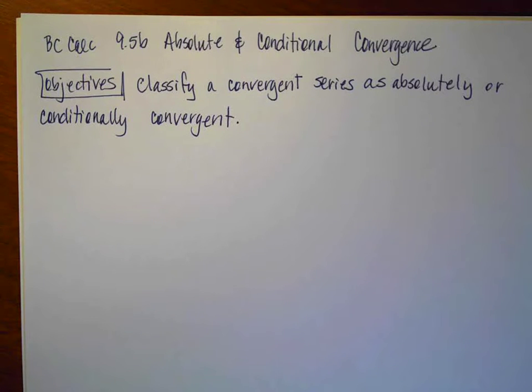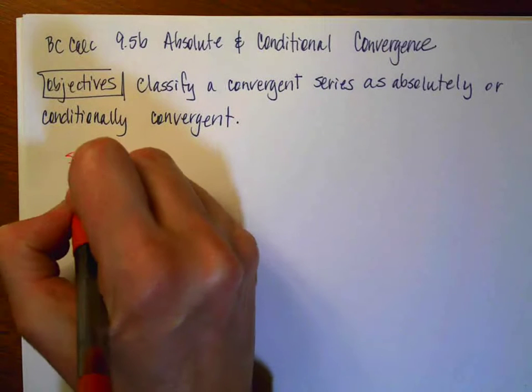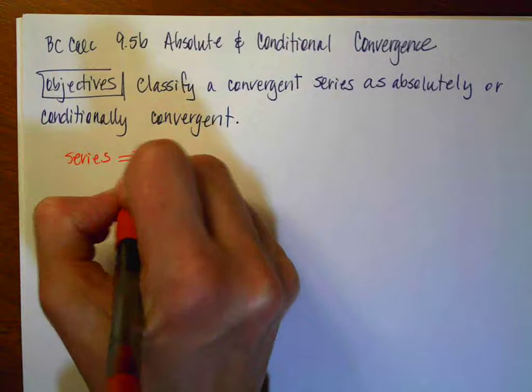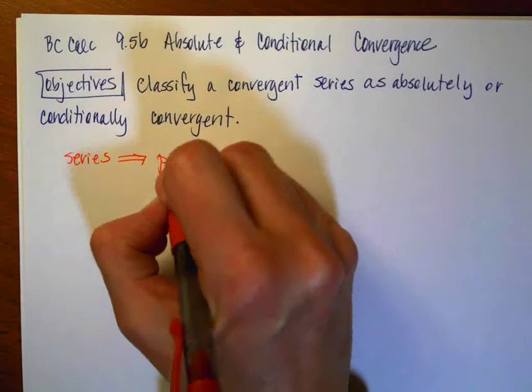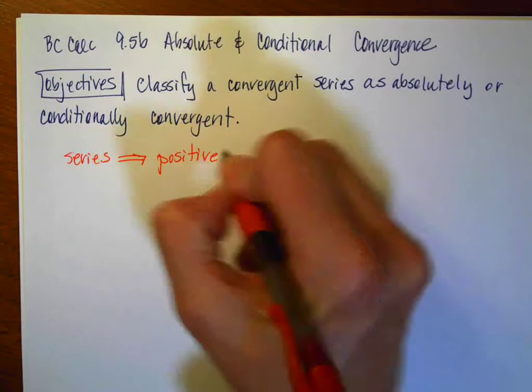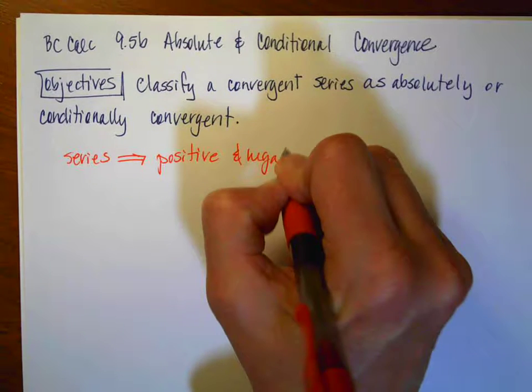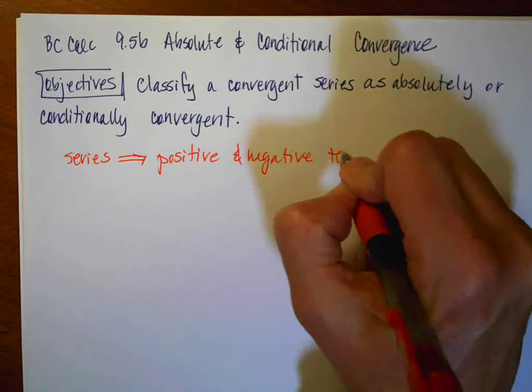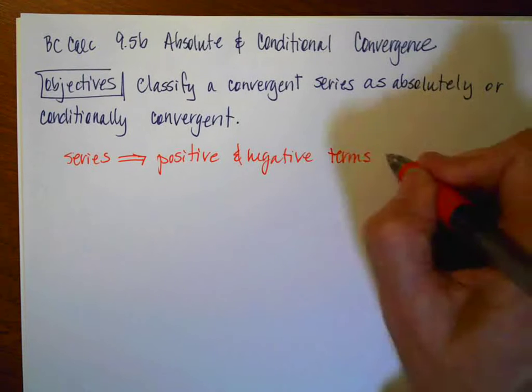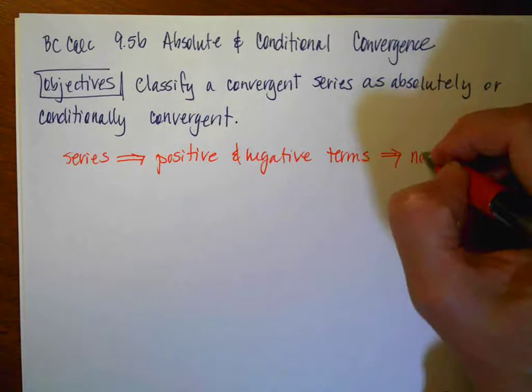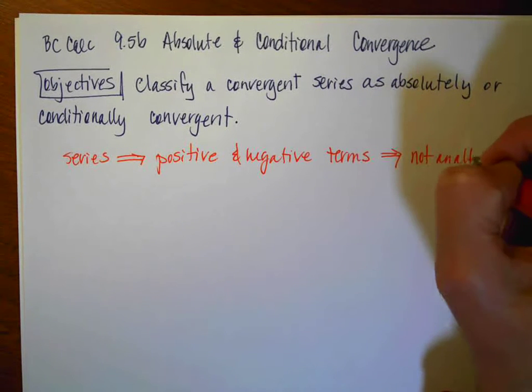Alrighty, so as we've been working with series, it is possible to have a series that has positive and negative terms, like we did in our last video, but it's possible that this could be not an alternating series.